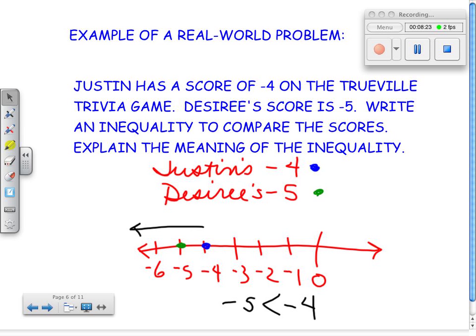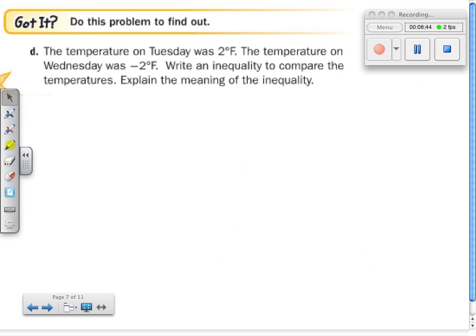Okay, and what does that mean? So explain the meaning in terms of the game. Well, in the game, it means that Justin missed 4, I would say, and Desiree missed 5 problems. Okay, here's one for you to think about and try.